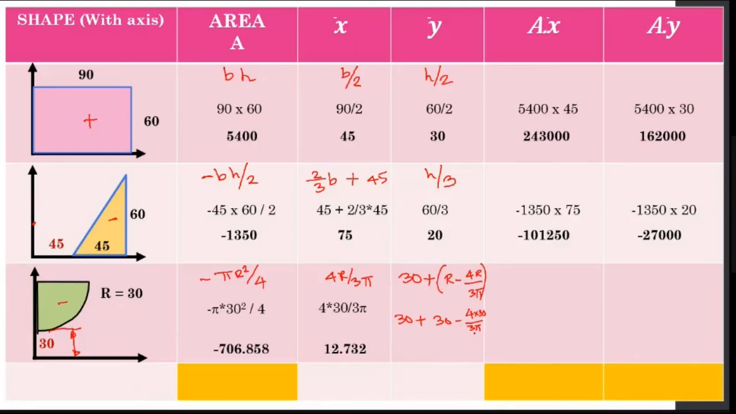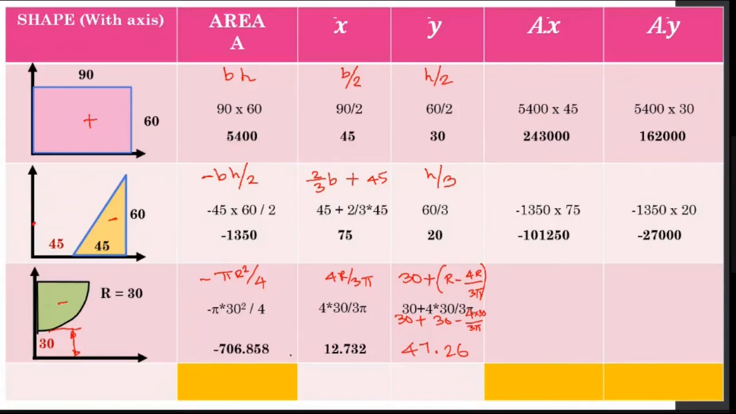So this is the value with respect to your terms, which is 30 plus 30 minus 4 into 30 divided by 3 pi. You are getting 47.26, right? This is my value. So I think here I am getting 42, so it should be greater than that. Okay, I will change it later. So 47.26. This is my value.